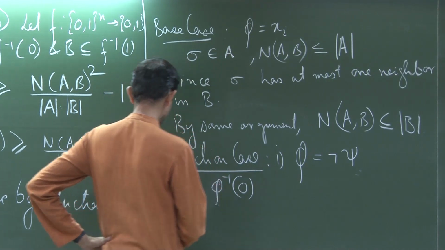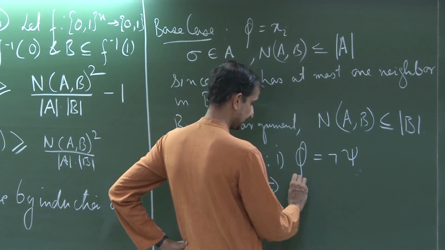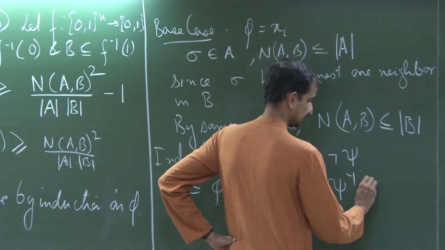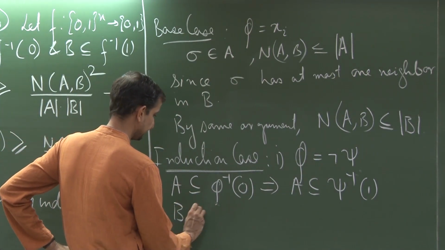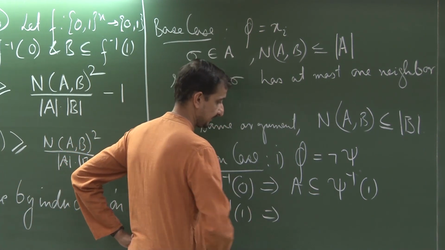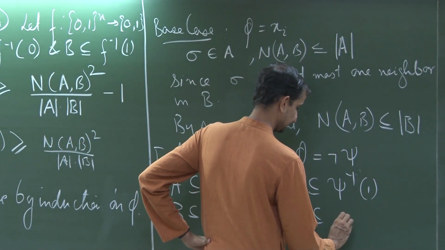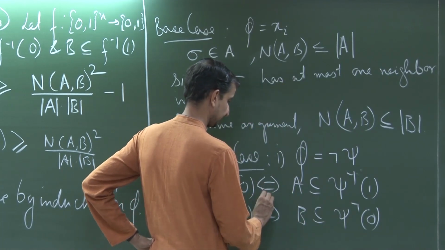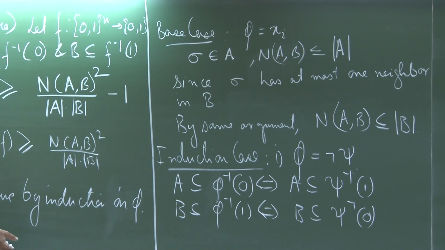So, if A is a subset of this, it implies that A is a subset of psi inverse 1. Okay. And similarly, if I have B which is a subset of phi inverse 1, it implies that B is a subset of psi inverse 0, and this is if and only if. Okay. The same thing holds for the opposite direction as well.